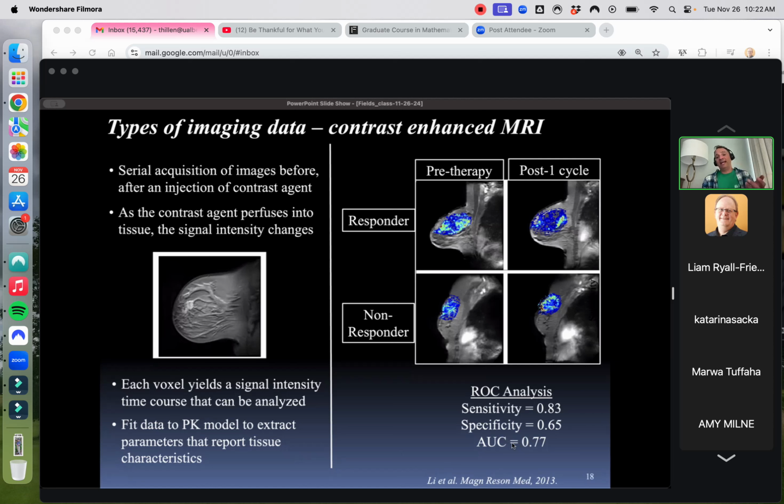And so an area under the receiver operator curve of 1 indicates a perfect diagnostic. You've landed on something that is absolutely perfect. An AUC of 0.5 is a coin flip, and in between is in between. So speaking loosely, this has an accuracy of 0.77 for being able to separate a responder from non-responder using this biomarker of perfusion after one cycle of therapy.